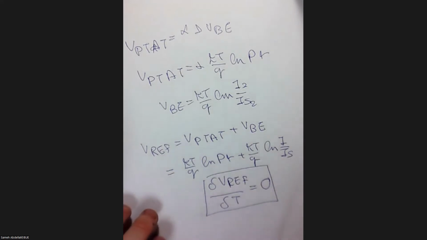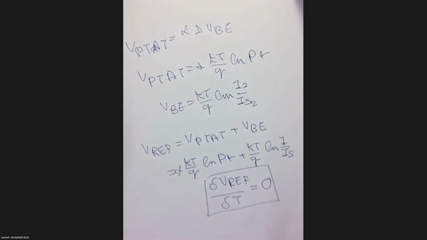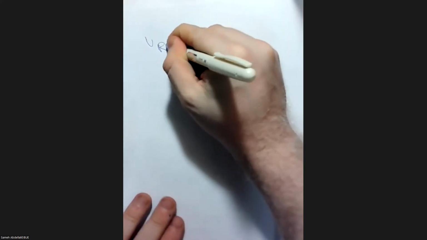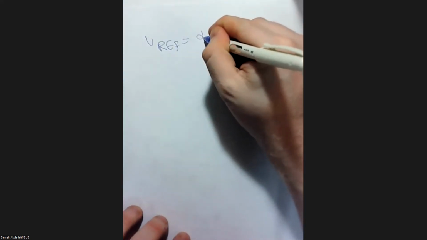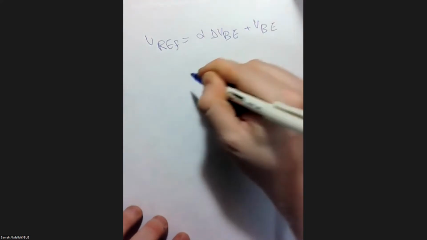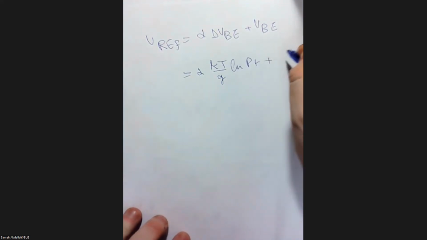So let's see. Is it possible? I'm sorry, I just forgot here that there is an alpha factor here. So is it possible to manage that partial V reference by partial T is equal to 0? Is it achievable? Let's see. So as I just mentioned, V reference equals alpha delta VPE plus VP, which is alpha KT over Q ln PR plus VPE.